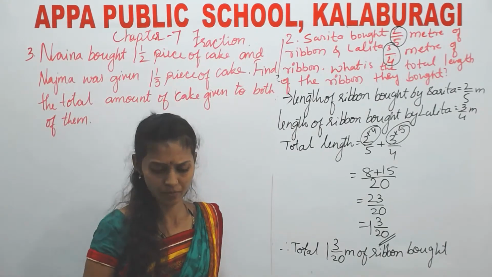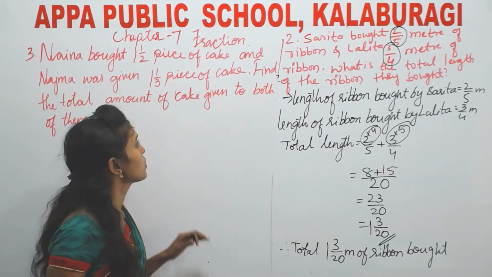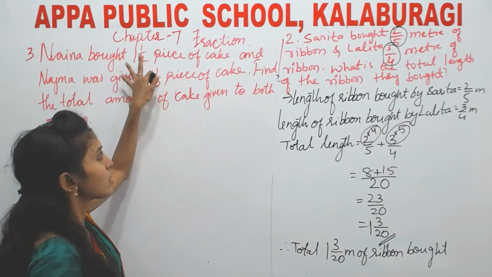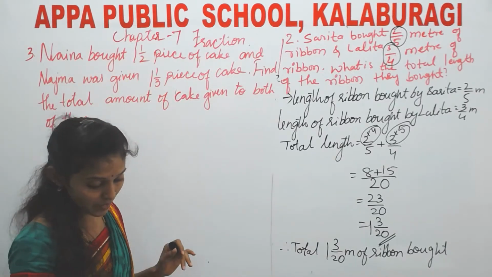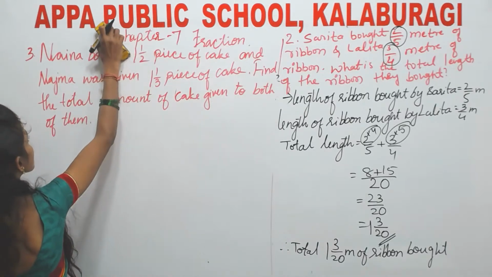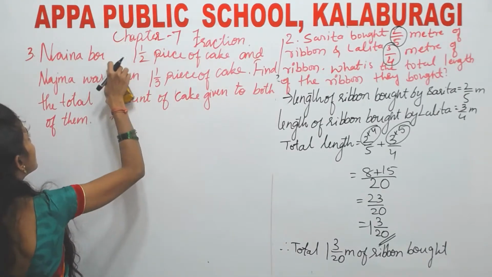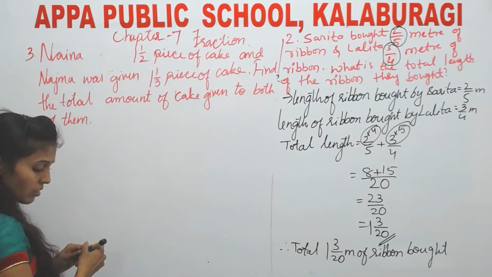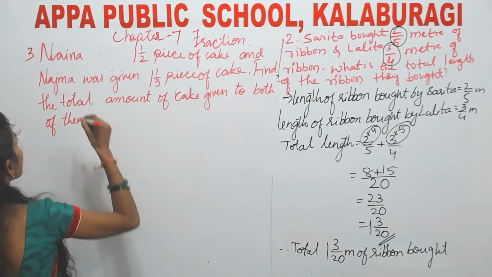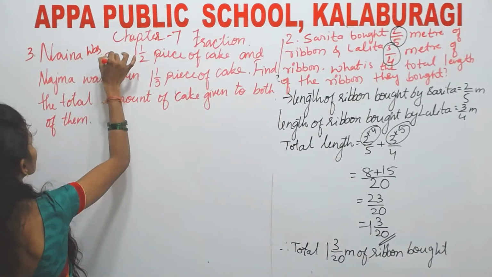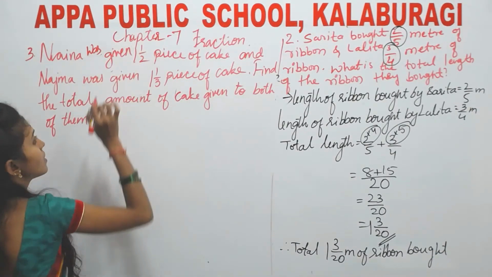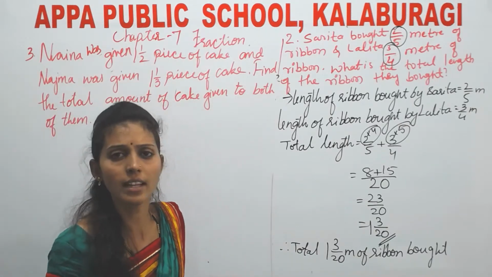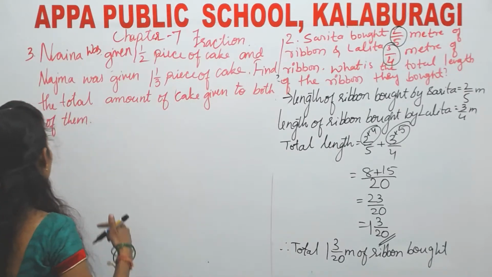Come on, same thing. See, if instead of mixed fraction, a whole number is given, Naina was given 3 pieces of cake and Najma was given 4 pieces of cake, total 3 plus 4, 7 pieces. Same way, here fraction. That's it. Okay, come on.